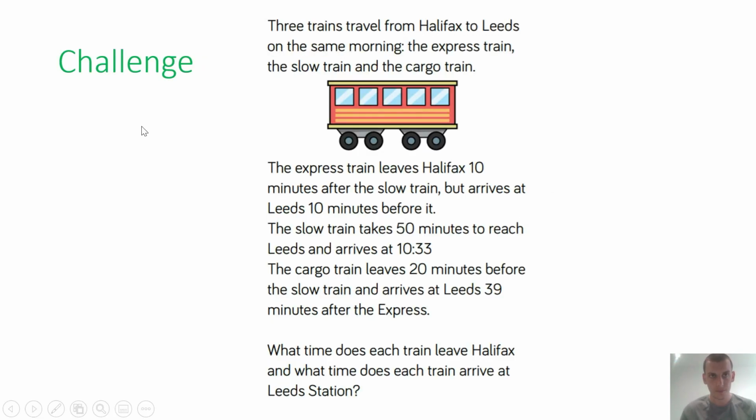Now this is your challenge. Three trains travel from Halifax to Leeds on the same morning: the express train, the slow train, and the cargo train. The express train leaves Halifax 10 minutes after the slow train, but arrives at Leeds 10 minutes before it. The slow train takes 15 minutes to reach Leeds and arrives at 10:33. The cargo train leaves 20 minutes before the slow train and arrives at Leeds 30 minutes after the express. What time does each train leave Halifax, and what time does each train arrive at Leeds station?